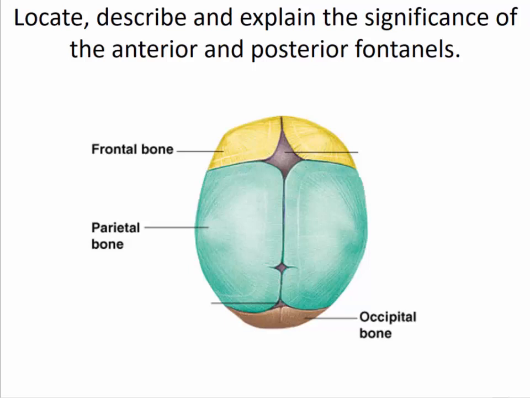Here's a superior view of the cranium of the baby. We can see here, there is the anterior fontanelle and the posterior fontanelle that we were just discussing. The anterior fontanelle is diamond-shaped. It's the largest of the two fontanelles and usually closes when the baby is around 18 months to 2 years old. The posterior fontanelle is triangular-shaped, more between the occipital bone and the parietal bones, and it usually closes before the baby turns 1 year old.